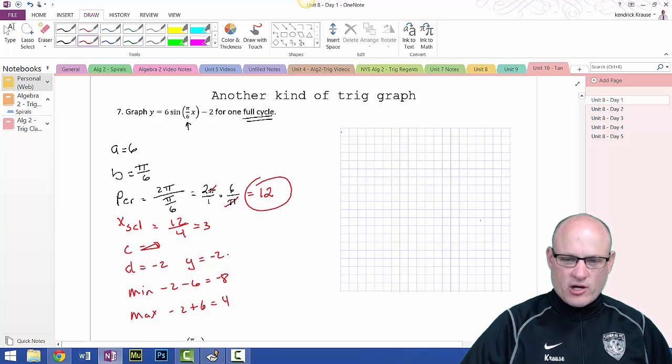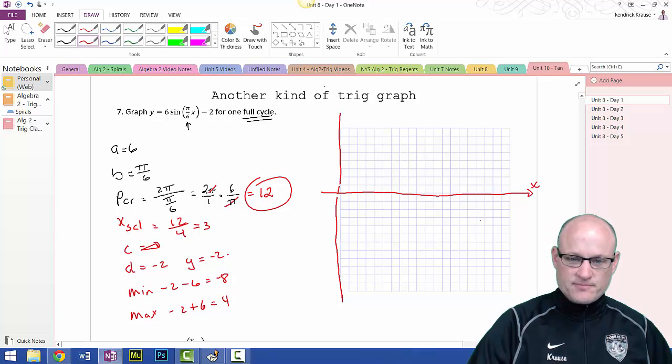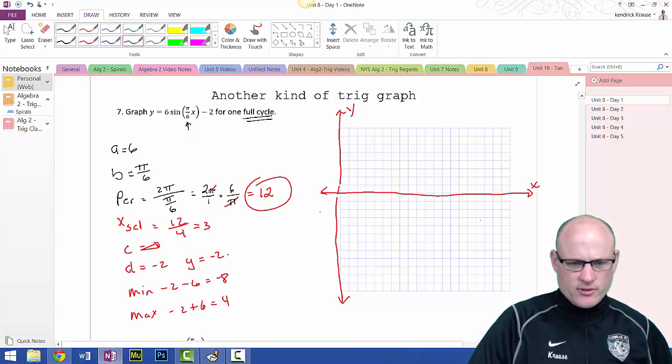So I want you to draw one full cycle of it. I'm not going to put my y-axis in the middle. I'm going to do it way over here, and I can put this in the middle. I'm going to slightly bring it up to the top, only because I know I have to go further negative than positive. So there's my x-axis. There's my y-axis. Some sick drawings there, I know. Alright, let me put in my midline. My midline is y equals, what did we say that was? Y equals -2.